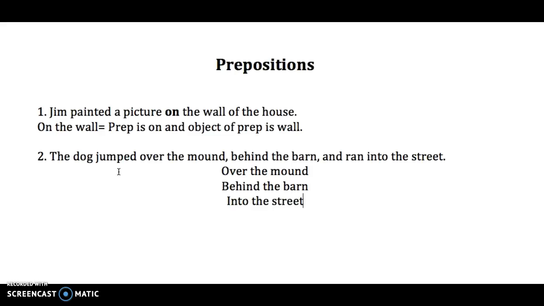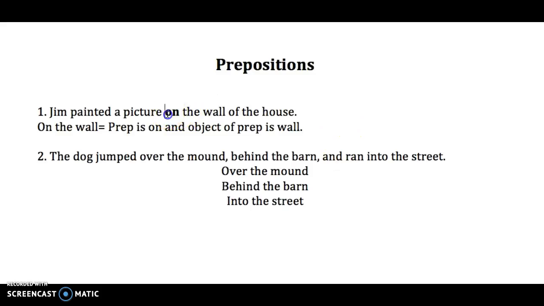So these are telling you where the dog is located. Well, when he jumped, he was over the mound, and then he was behind the barn, but when he ran, he was in the street. So these are three different prepositional phrases that we're finding in the same sentence. So if we can have three separate prepositional phrases in this sentence, then maybe we should go back and look at number one to figure out if there's any other prepositional phrases there. So let's take a look.